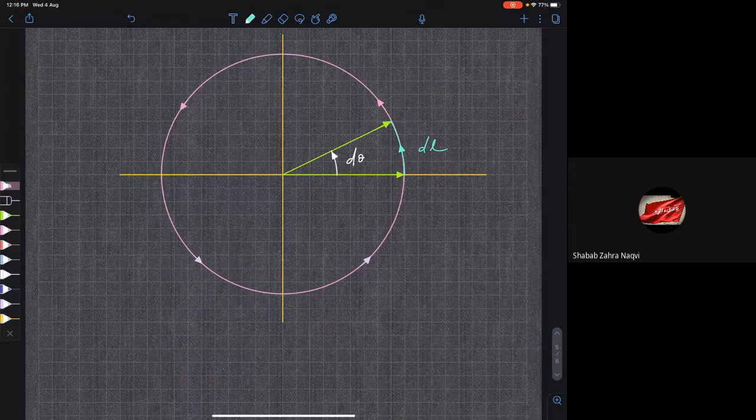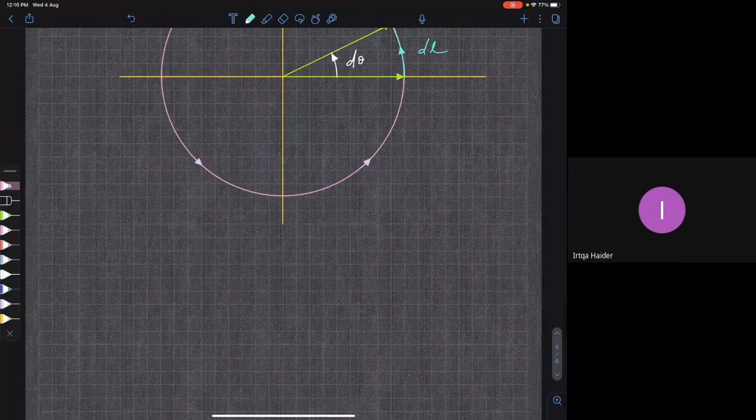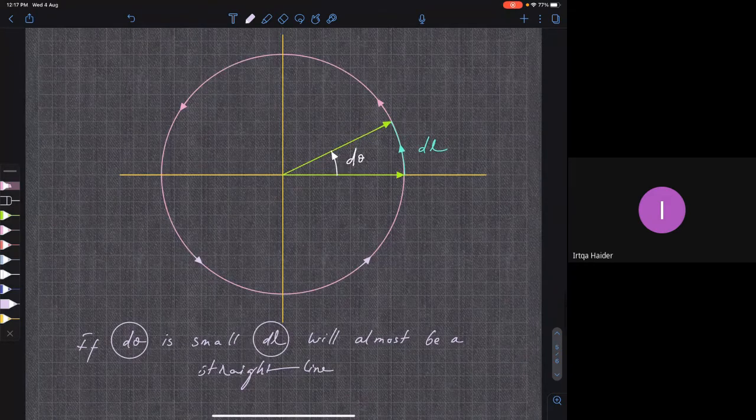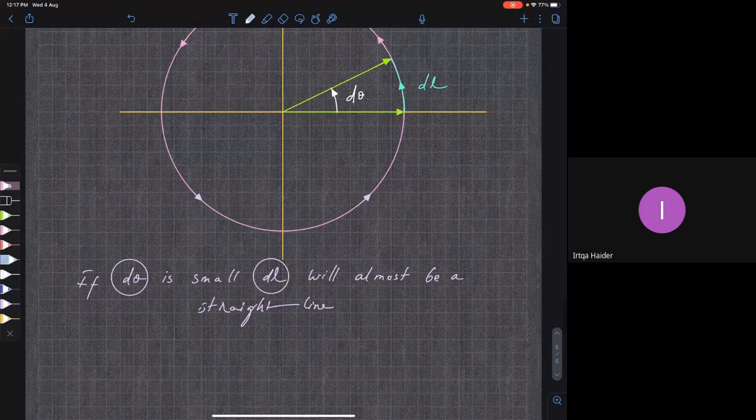Are you getting my point? Yes, sir. I'm writing it here. If d theta is small, dl will almost be a straight line. Okay.